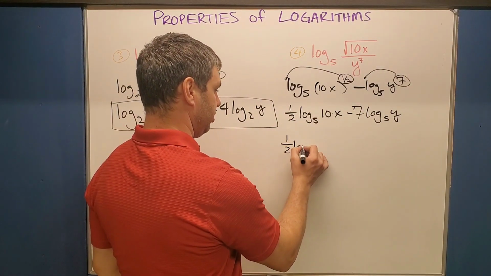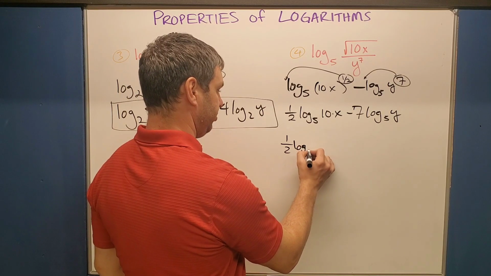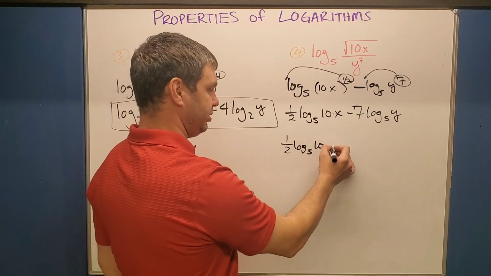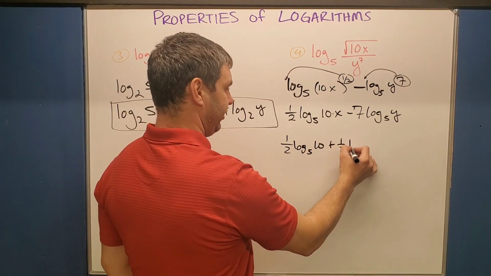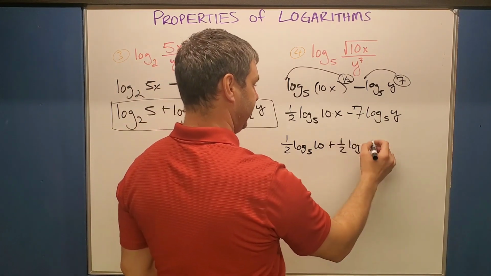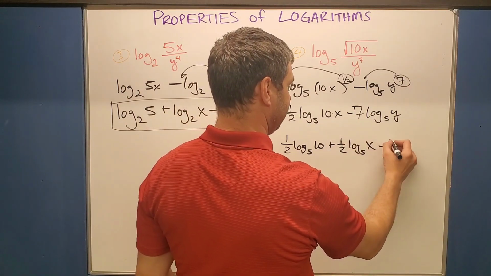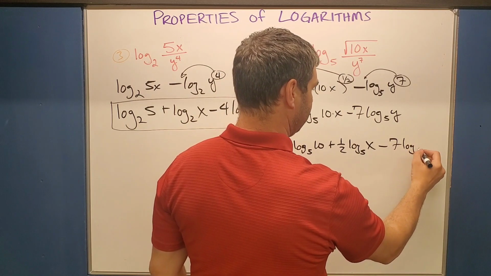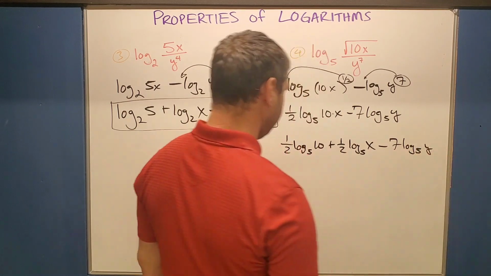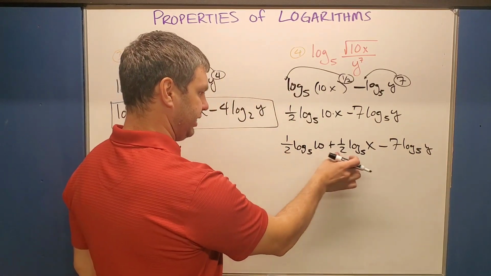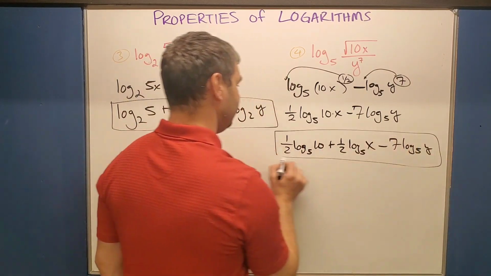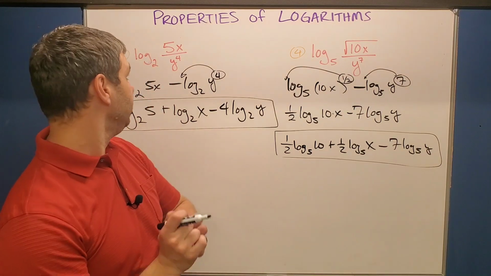1/2 log base 5 of the 10. And again, since it's being put together with multiplication, I'm going to say plus 1/2 log base 5 of x, right? Minus, and this part is already kind of done, 7 log base 5 of y. All right, and again, just double check, is there anything else you can do to this? No, so I think that is my final answer over here. And again, that's how you expand these.